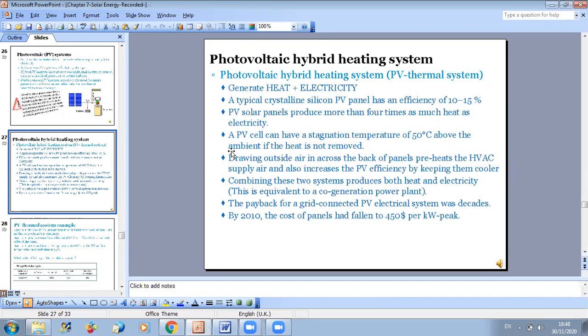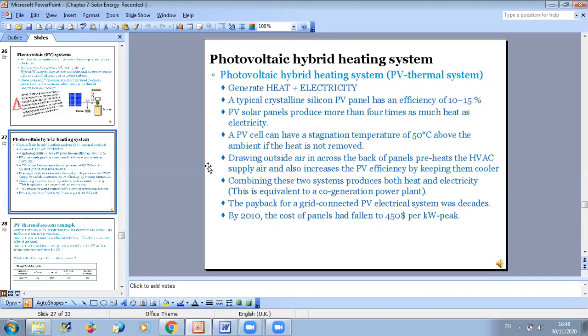And since temperature is also harmful for the efficiency of a PV cell, there is a double advantage of taking the heat of the PV cell. First, we can benefit from the lost heat, then we can reduce the temperature of the PV cells, and therefore their efficiency and production of electricity will increase. So drawing outside air across the back of panels preheats the HVAC supply air and also increases the PV efficiency by keeping them cooler. Combining these two systems produces both heat and electricity, which is equivalent to a cogeneration power plant.